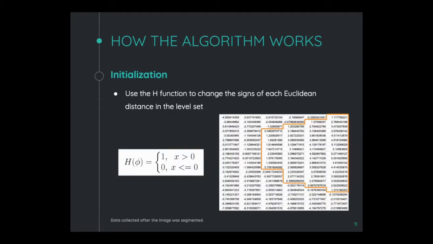Next, the algorithm uses a simple piecewise function called the h function to change the signs of each pixel value so that those inside the curve are positive and those outside are negative. The separation in this image is indicated by the orange lines.